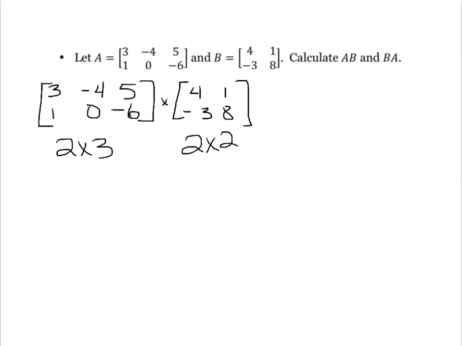Now, when determining whether or not two matrices can be multiplied, you are going to look at the two middle numbers. If the two middle numbers are the same value, they will be able to be multiplied. If they are different values, you cannot multiply them. So taking a look, we've got 3 and 2. 3 and 2 are not the same, so you cannot calculate AB.